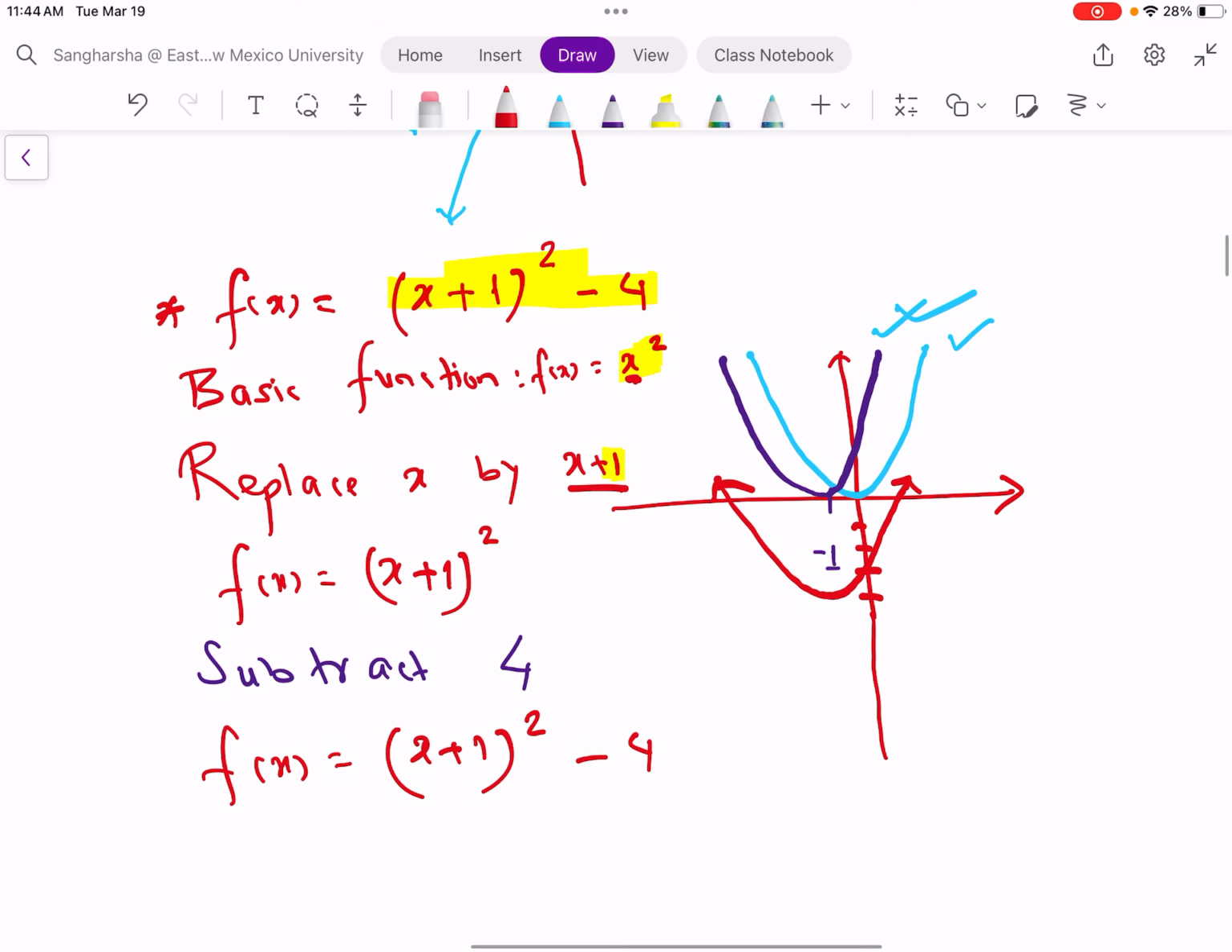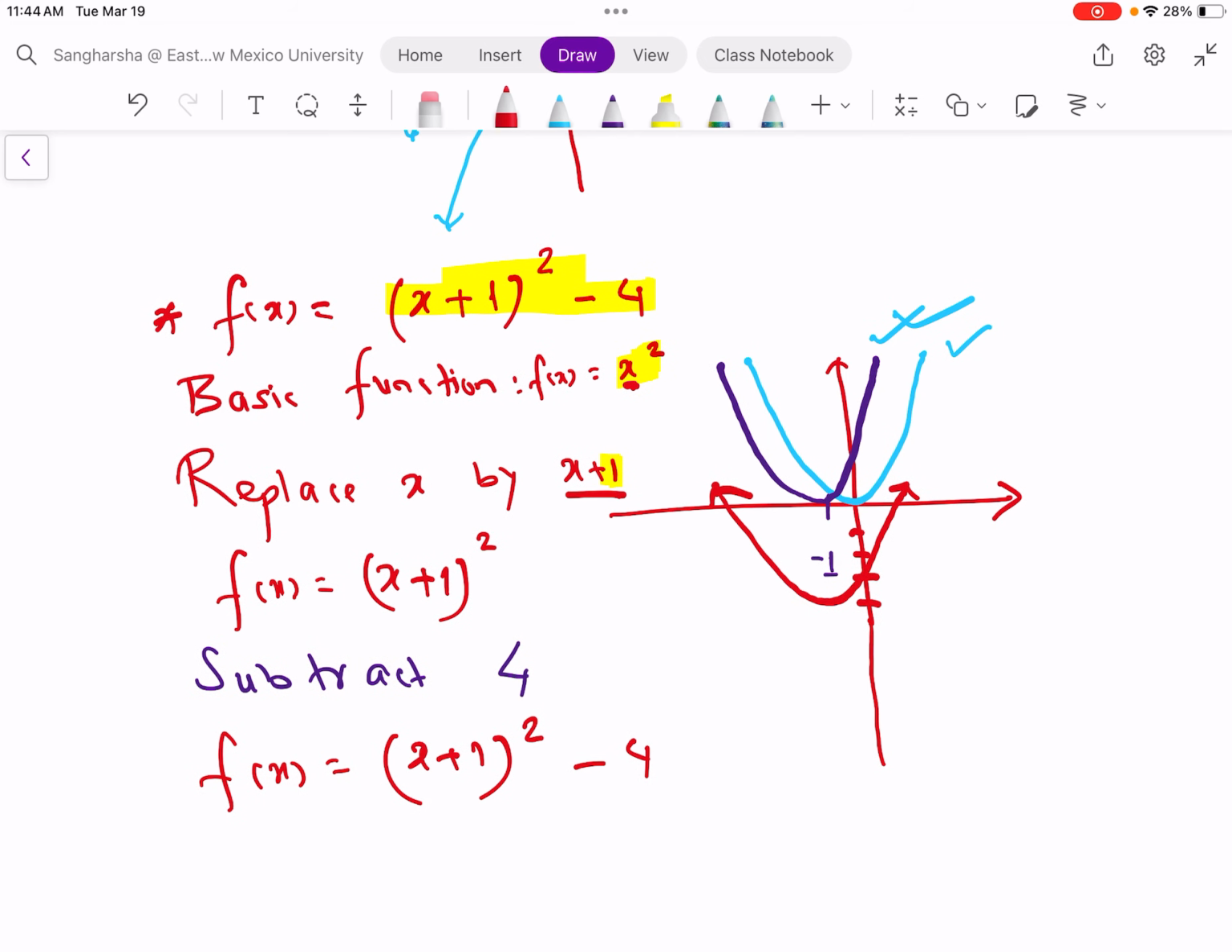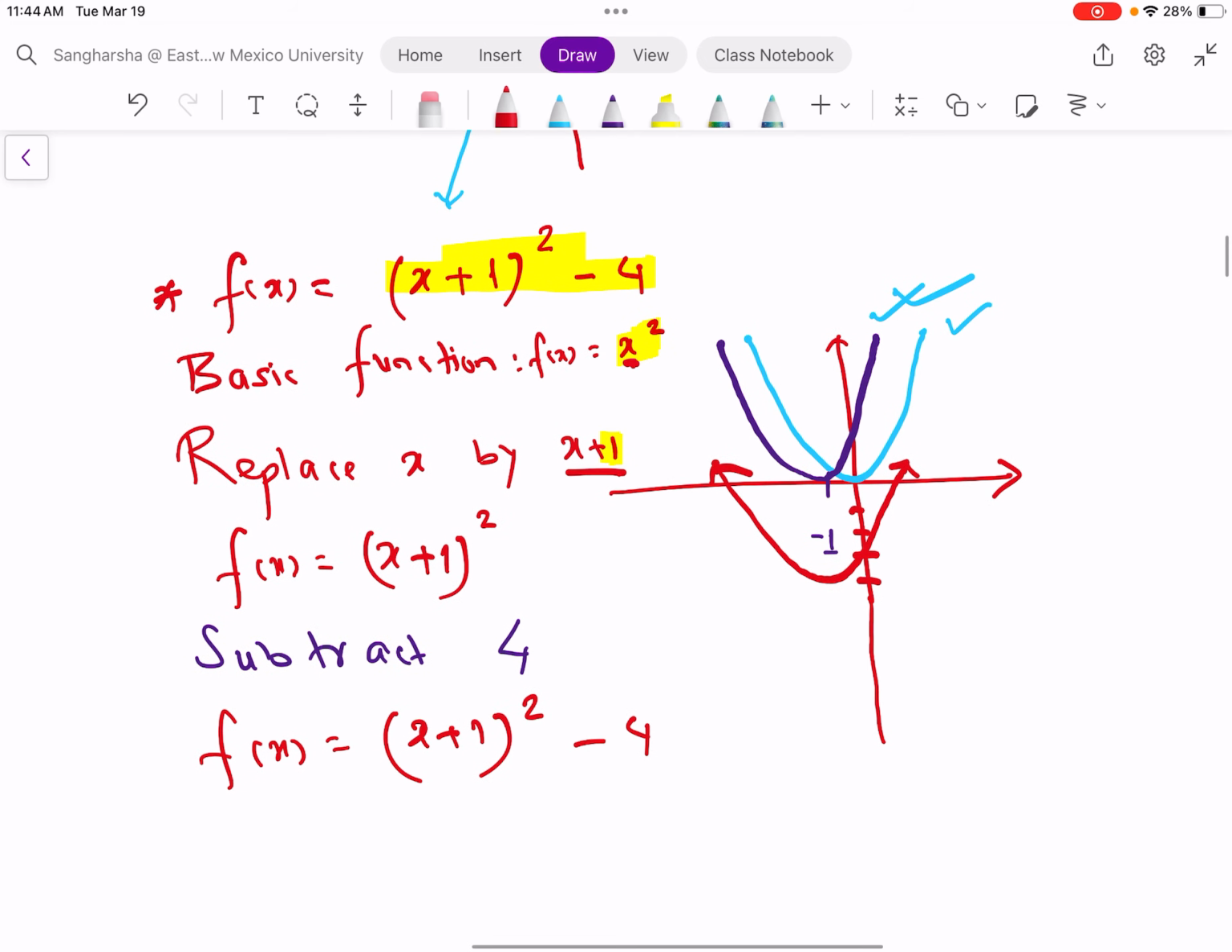But if you are asked to graph this function, then at least you have to mention what the basic function is. You have to have the graph for the basic function. Then we have to show every transformation. At first we replace x by x + 1. Replacing x by x + 1 means you are shifting this graph to the left by 1 unit. Then we subtracted 4. Subtracting 4 means you are shifting this graph vertically down by 4 units. So this is our final graph.